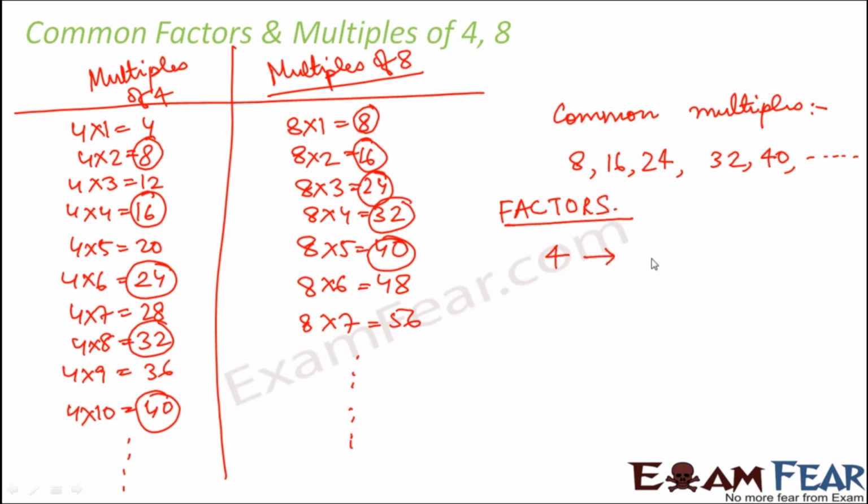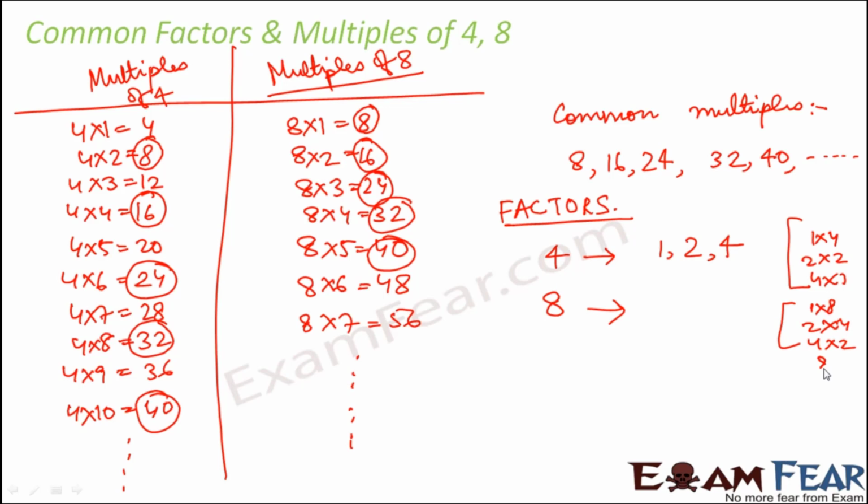So what are the factors of number 4? It has 1, 2, 4, because 4 can be written as 1 into 4, 2 into 2, 4 ones are 4. So based on this you can say that 1, 2 and 4 are factors of 4. Similarly, what are the factors of 8? 8 can be written as 1 into 8, 2 into 4, 4 into 2, 8 into 1. So it has 1, 2, 4, 8.